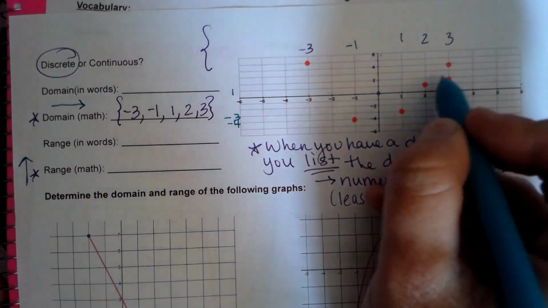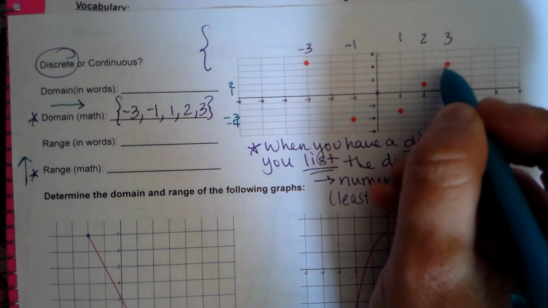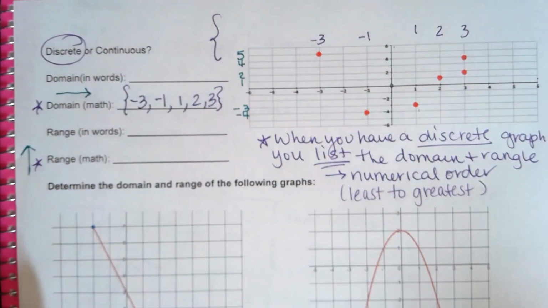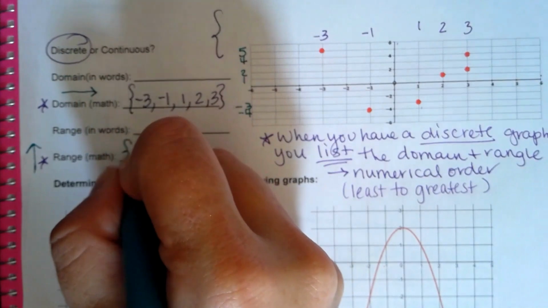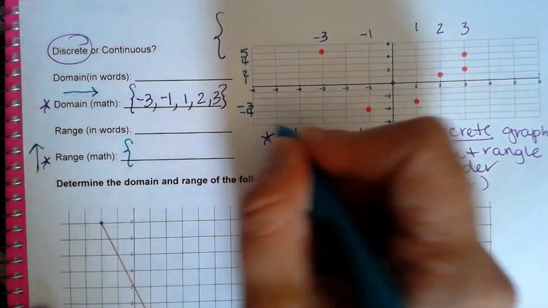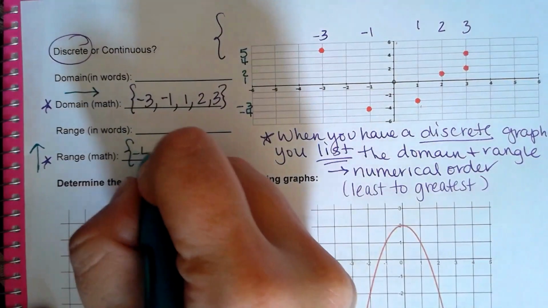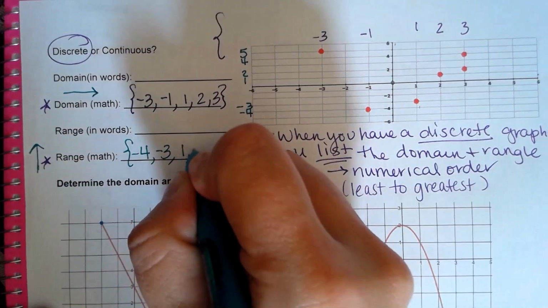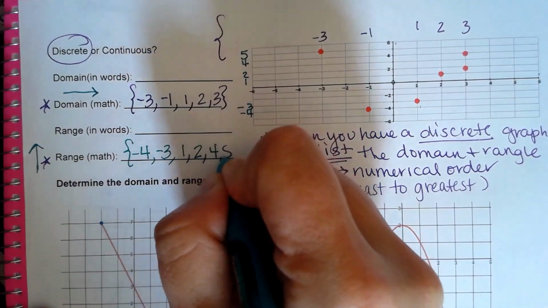This is at 1, 2, 4, and 5. Okay, there we go. And so now, squiggly little bracket thing, I list them least to greatest. So -4, -3, 1, 2, 4, 5.